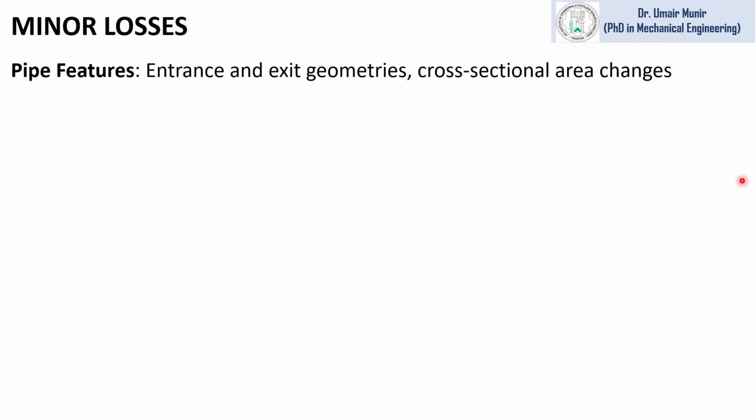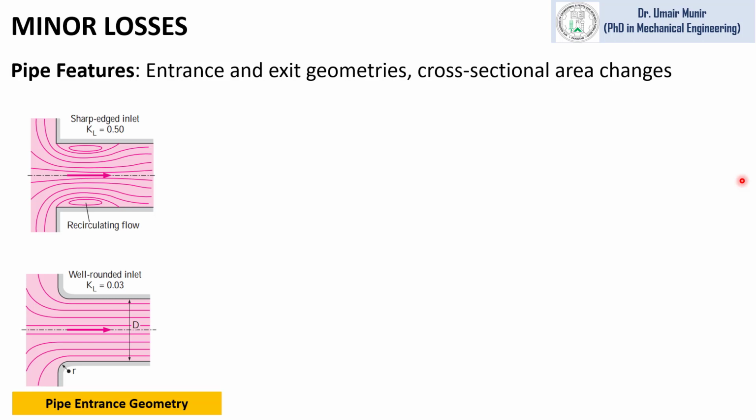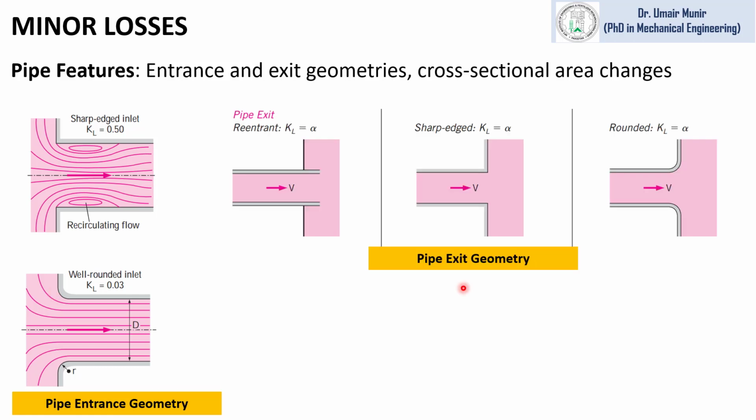There are also flow losses from the pipe entrance geometry type. The entrance can be sharp-edged or rounded-edge. The loss can be reduced by rounding the edges. Pipe entrances are important when transporting fluid from a large reservoir. Then there are the flow losses from the pipe exit geometry. The exit geometry can be reentrant, sharp-edged or rounded.